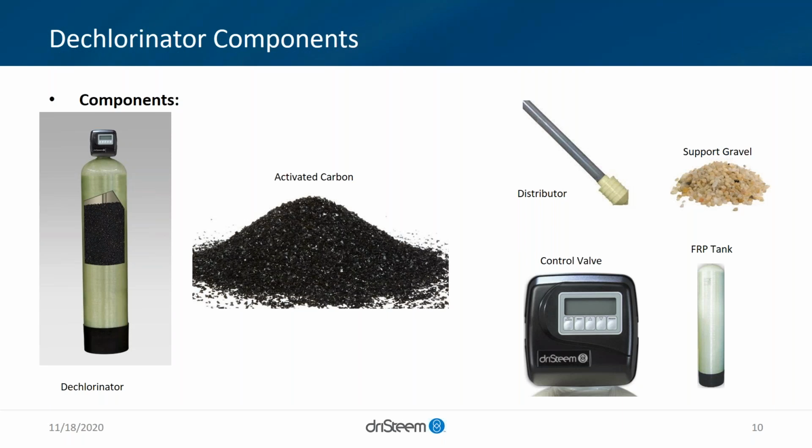A high-level overview of the different components. Nothing real exciting here. Several different things make up the system. The carbon is essentially the heart of the system, doing the reaction. Your control valves direct those two different flows between service and backwash. The distributor is the barrier between the clean and the raw water, essentially. FRP tank, a vessel to hold that, and support gravel to support that distributor and hopefully reduce pressure drop.